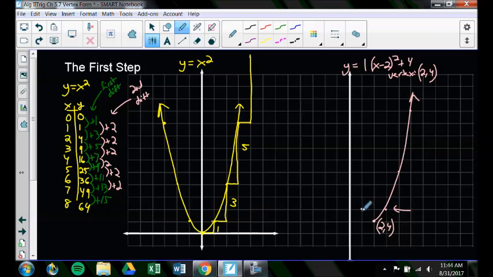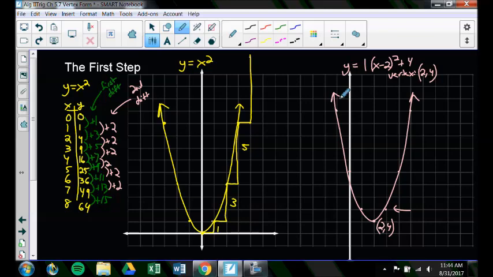Up, left 1, up 1, left 1, up 3, left 1, up 5, and this is the pattern that I use to make my parabolas. I just take one step to the right, up 1, right 1, and then up 3, up 5, up 7.